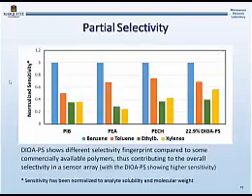This is a graph showing the partial selectivity for several polymer coatings. So again, you see the same 3 commercially available polymer coatings. And this is one of the polymer plasticizer blends. Note that in this case, sensitivity has been normalized to the analyte solubility in water and the molecular weight of the analyte. And for each polymer, the 4 values for the 4 BTEX compounds have been normalized to that of benzene.